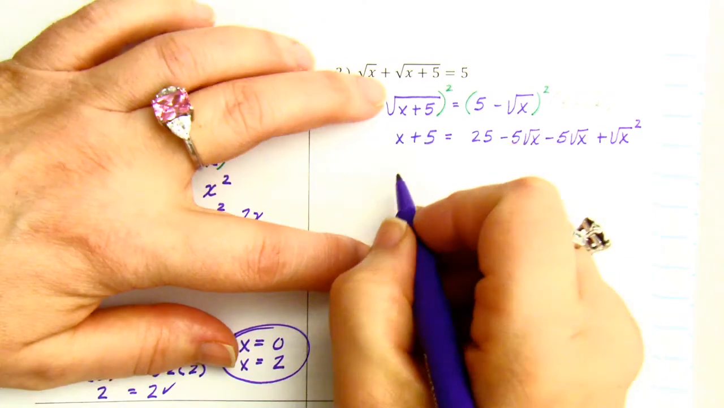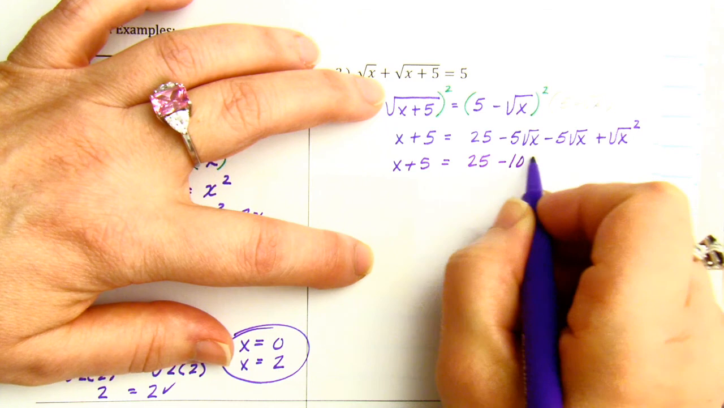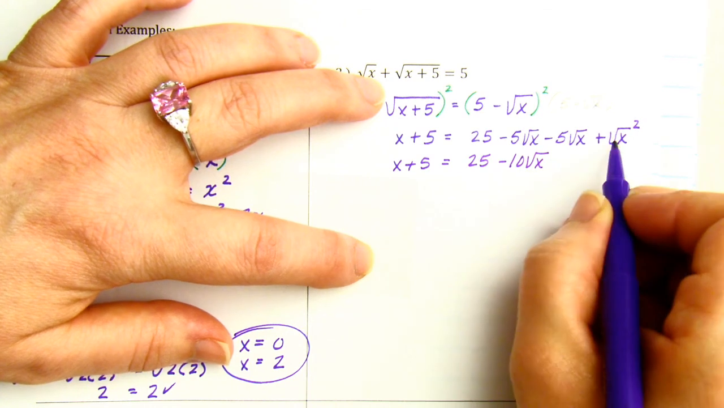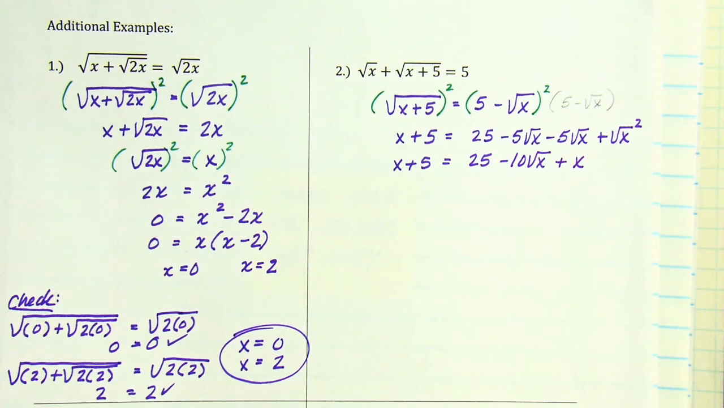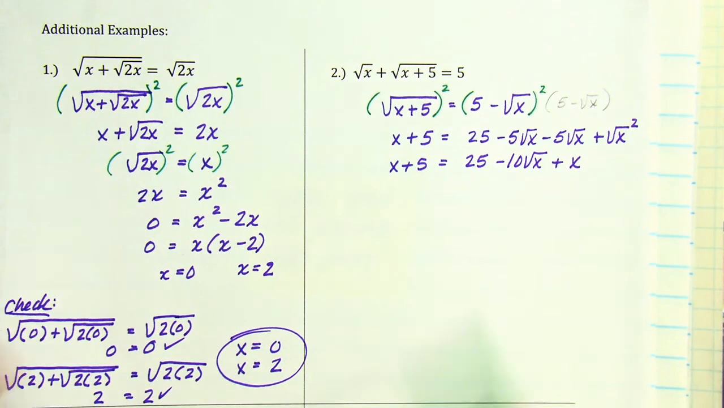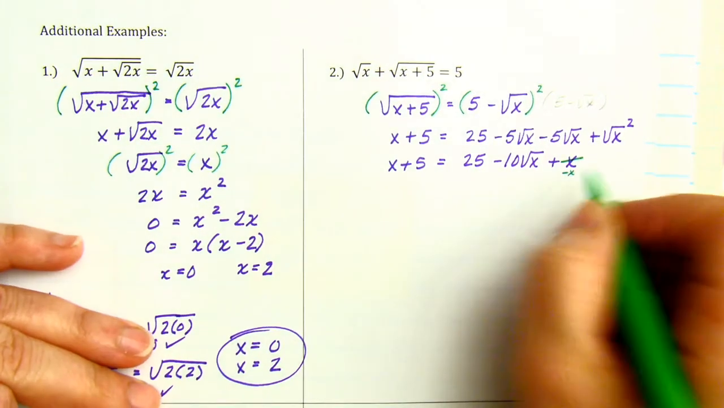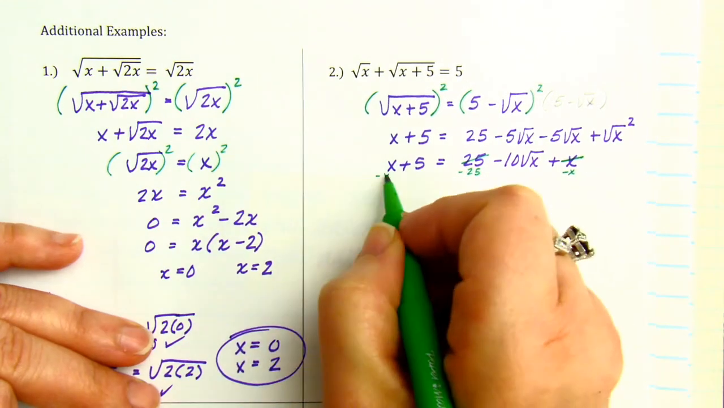All right, let's simplify that. X plus 5, 25, subtract 10 square roots of x. Well, the square root of x squared is x. This thing is not quadratic, and I do have a radical still in my equation. I have to isolate it, which means I have to take this and this to the other side first. So I'm going to do minus x minus 25.